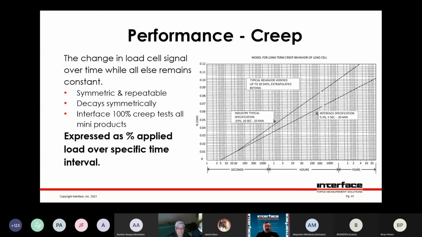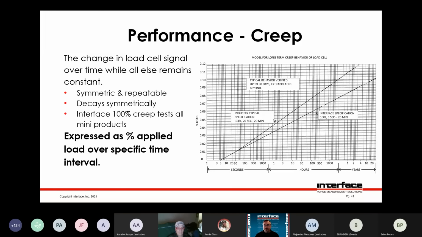You can mitigate that by understanding it, and it's repeatable, and it's a symmetrical effect, and most of it occurs early. It doesn't ever stop, but it tapers off, and it's actually a straight line on semi-log paper, which we're showing here. So for example, if the specification is 0.02% in 20 minutes, you might get a 0.02% change in 20 minutes. If you wait an hour, maybe you've only got another 0.02%.